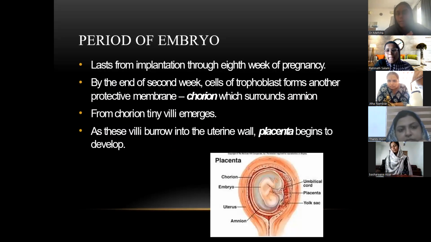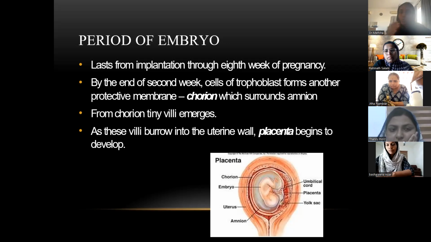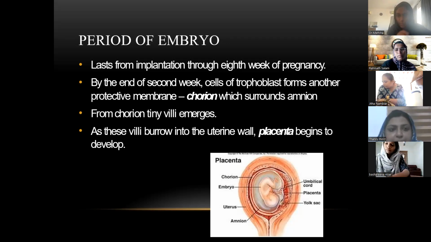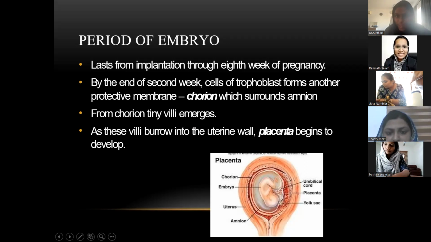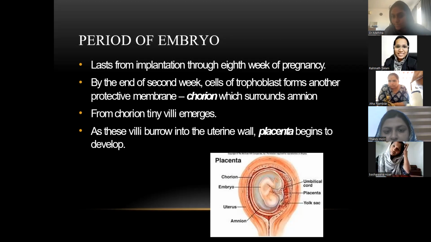So now we have reached till the zygote. Now we are moving to the embryonic phase. From implantation through the 8th week of pregnancy is what we call the embryo, because it develops into the embryo until the 8th week of pregnancy. That means around 2 months. Till that, we call them embryo.